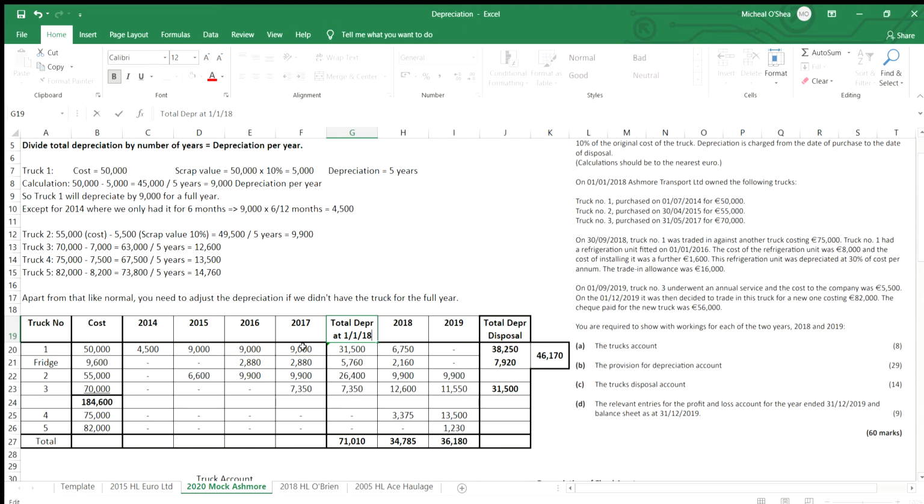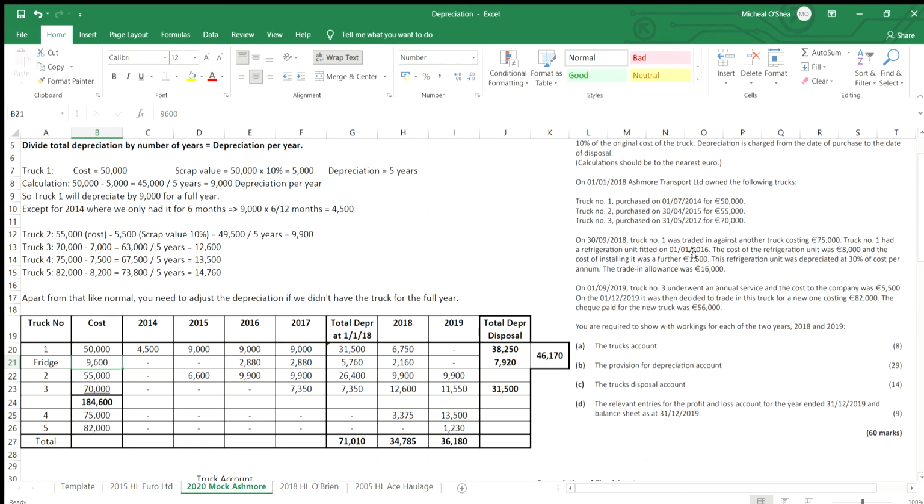The fridge, which we have attached to vehicle number 1, was purchased at the beginning of 2016. The fridge cost 8,000, but there was an installing cost of 1,600. I'm going to add the installing cost on. So the cost of the fridge is 9,600. Its depreciation is at 30% per annum, and there's no other details. So to get the depreciation for the fridge, it's just the cost multiplied by 30%.